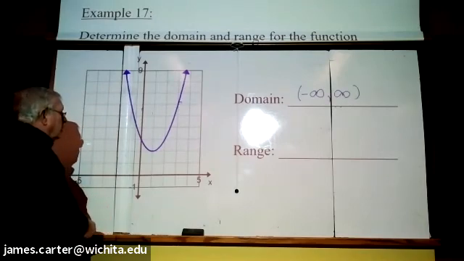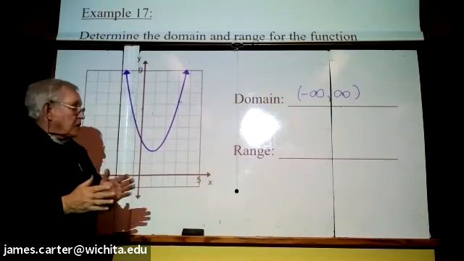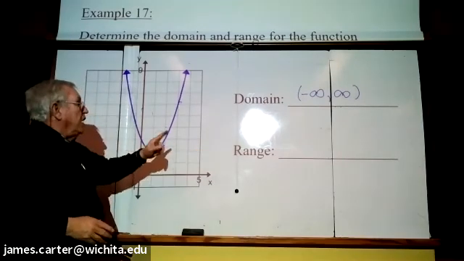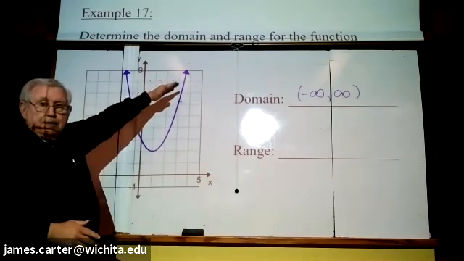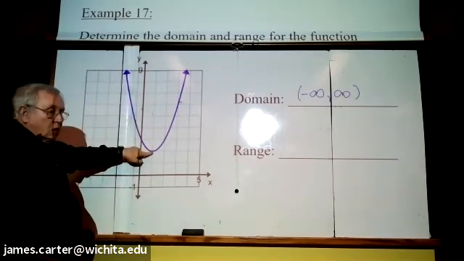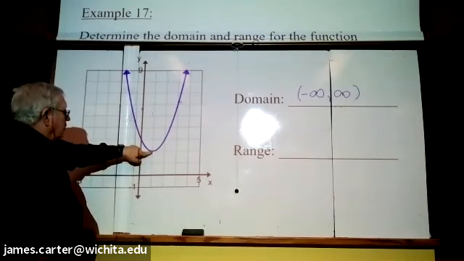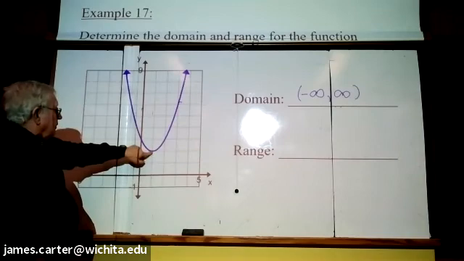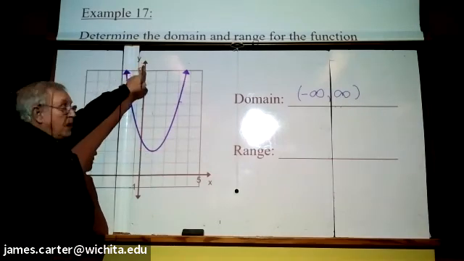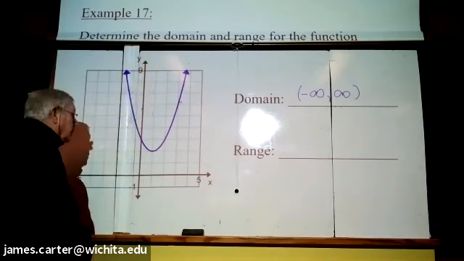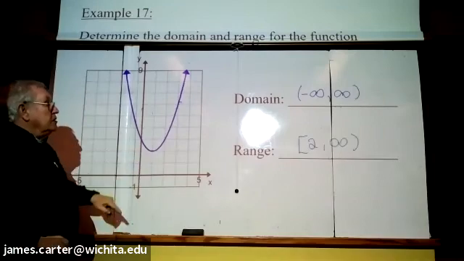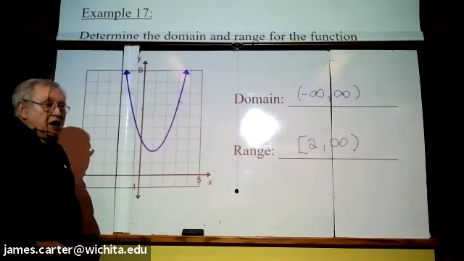Now, what about the range? Okay, the domain, we always check left to right, what are the possible x values? For the range, we always go bottom to top, what are the possible y values? Well, the lowest possible y value in this case is positive 2. The highest possible y value is infinity. Now, this 2 is included, so we have to use the bracket on that, so that would be our range.